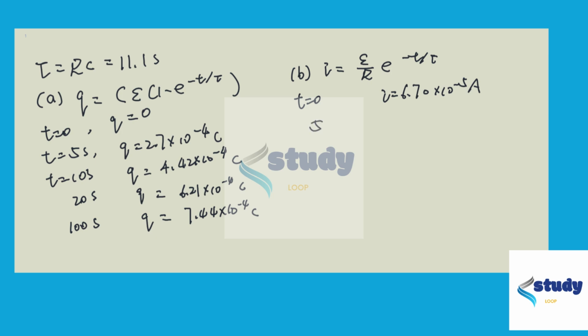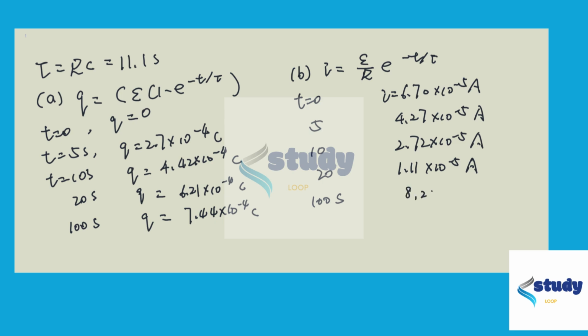When t equals 5, it's going to be 4.27 times 10 to the negative 5 ampere. When t equals 10, we have 2.72 times 10 to the negative 5. When t equals 20, we have 1.11 times 10 to the negative 5. And when t equals 100, we're going to have 8.20 times 10 to the negative 9, which is way smaller than the others.